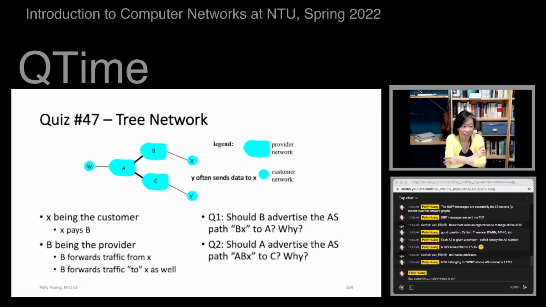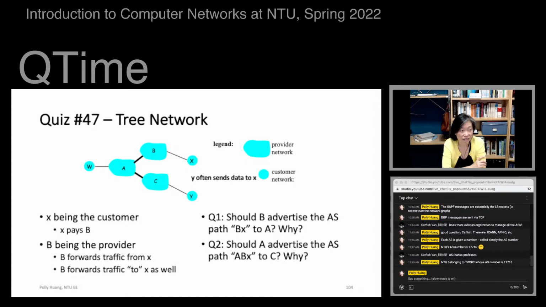So Q1 asks, should B advertise the AS path BX to A? And tell the reason. Q2, do you think A should advertise the AS path ABX to C? And the reason.